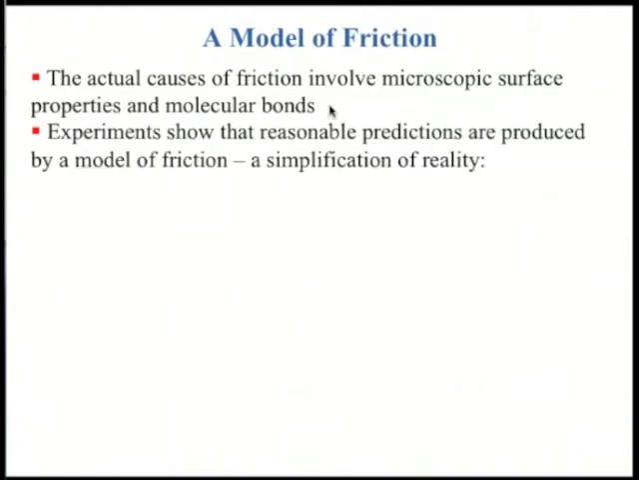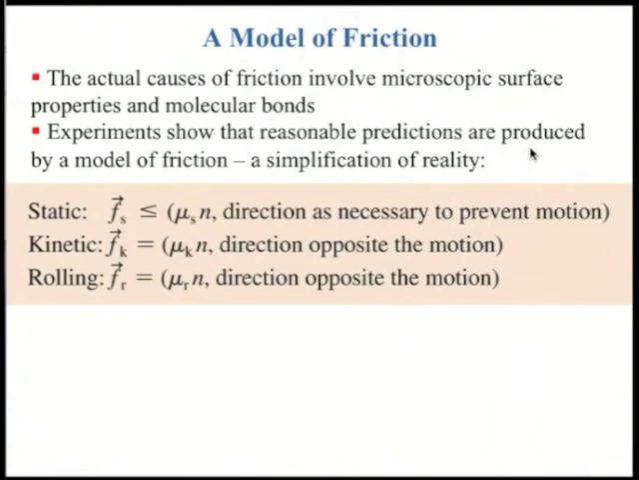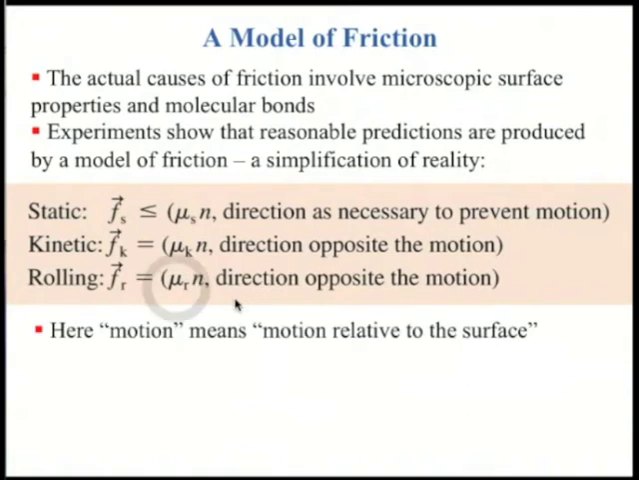So we have this model of friction. Actual friction involves the microscopic details of a surface, but experiments show that we can use these three equations, actually one inequality and two equations, to give a simplification of reality. Static friction must be less than mu sub s times n. Kinetic friction is equal to mu sub k times n, opposite the motion, and the rolling friction is equal to mu sub r times n.